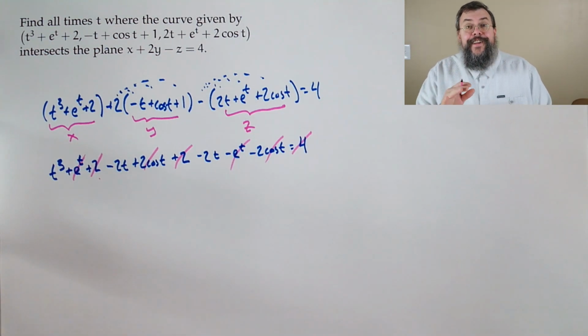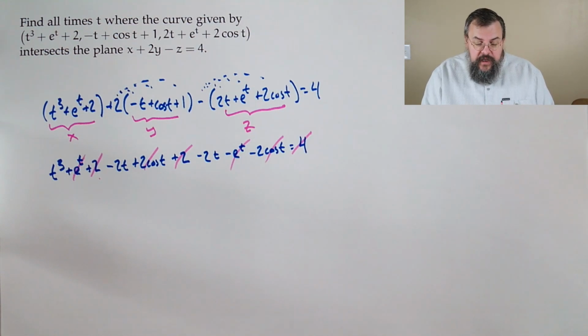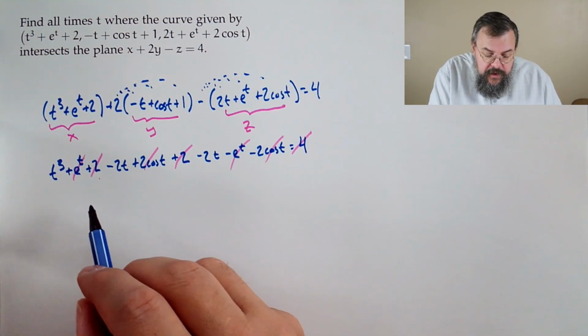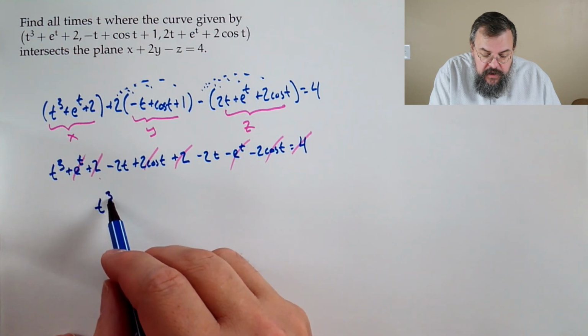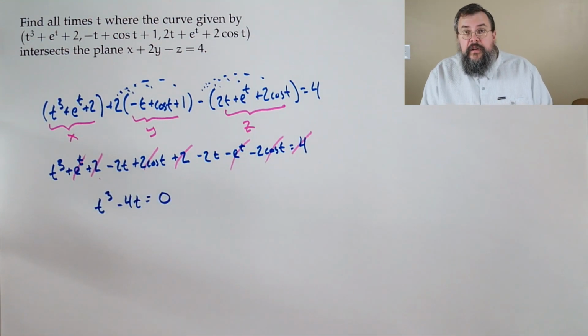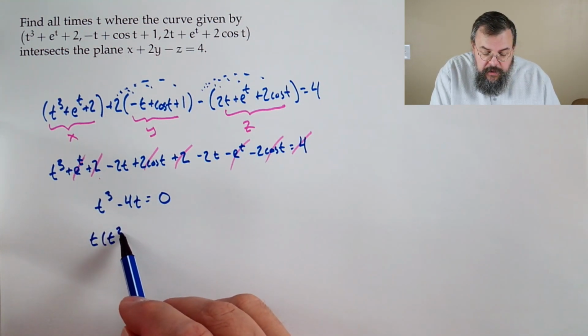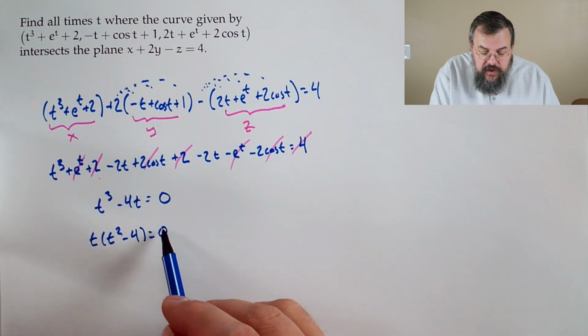No, they don't cancel. They combine. Right? They're the same sign. But actually, we're now in a lot better shape. We get t cubed minus 4t equals 0. Everything else cancels out. So, t times (t squared minus 4) equals 0.